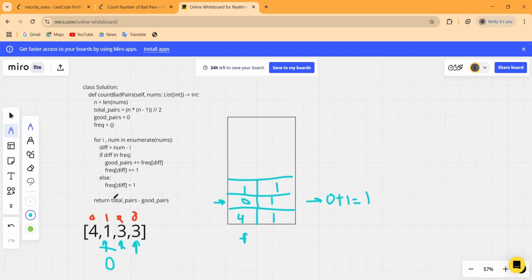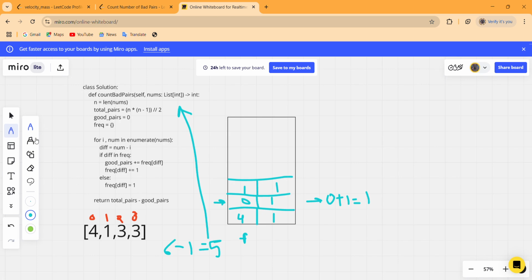Again, i will not be incremented further because that would go outside the bounds of the input array. So good pairs are now 1, and finally we return total pairs minus good pairs. That means the total pairs possible is 6, and 6 minus 1 is 5. So we return 5 to the caller.